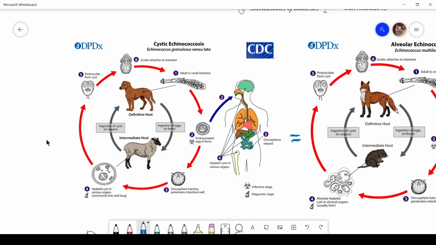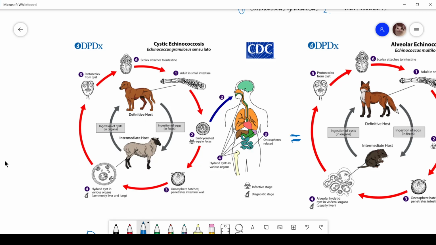If cysts rupture, we can find cysts in another organ, for example in the brain or in the eyes or in our bones or in our muscles. But remember that most cases are in the lungs and in the liver. Okay. This cyst can create secondary cysts in other sites within the body, and this is called secondary echinococcosis.